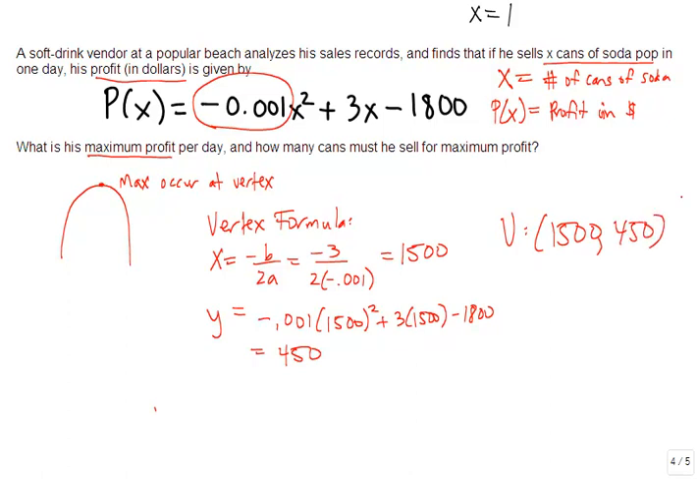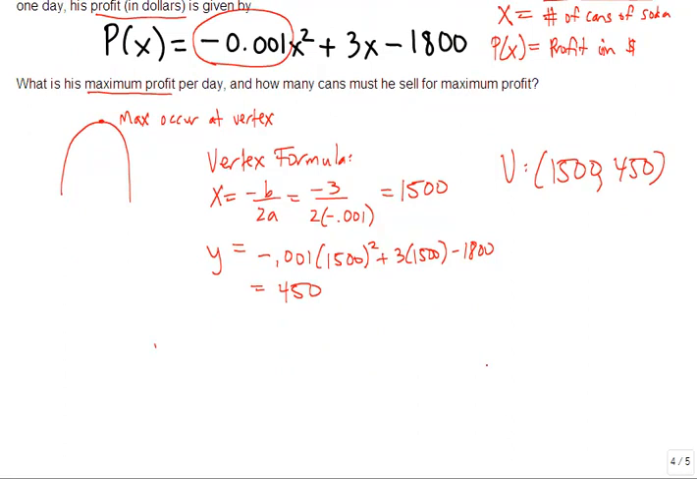Now that's not what it's asking for. It doesn't want to know what the coordinates of the vertex are. It wants to know what is the maximum profit per day and how many cans must he sell for maximum profit. Now that really is the vertex, but you need to be a little bit more specific about what each of these coordinates represent and what its units should be. So 1500, that is an x value. And what did x represent? x was the number of cans of soda. So we have to sell 1500 cans of soda for maximum profit.